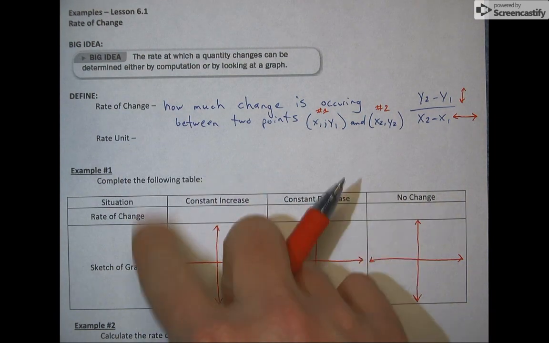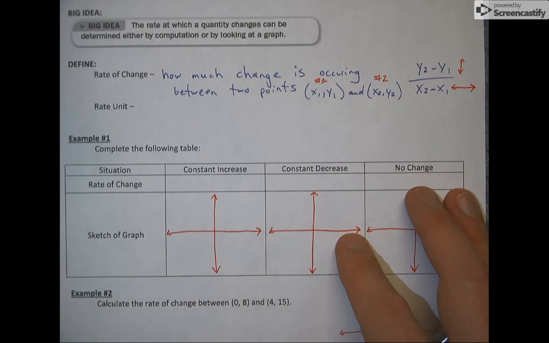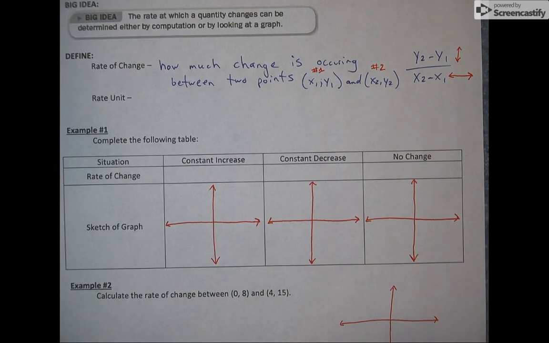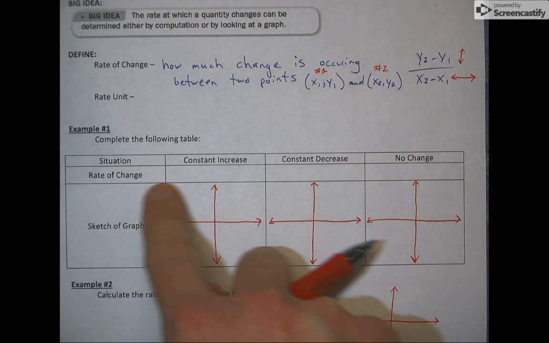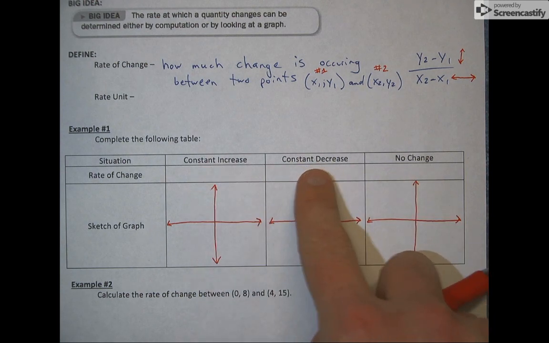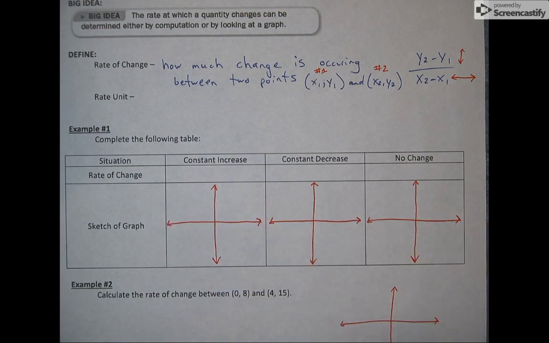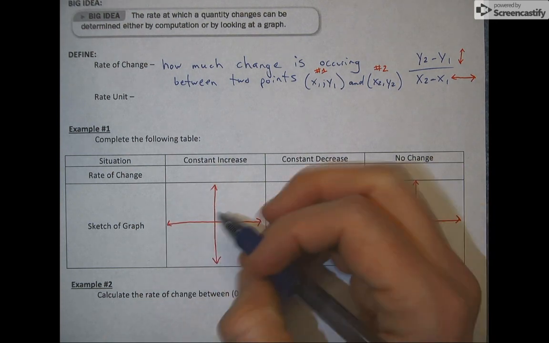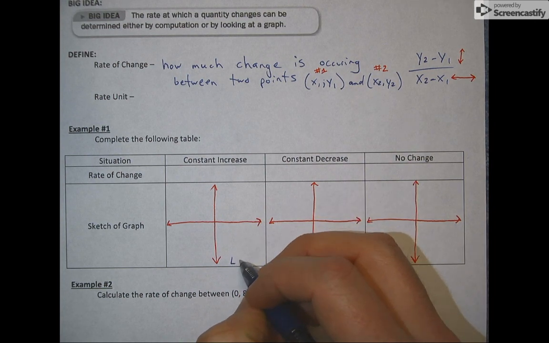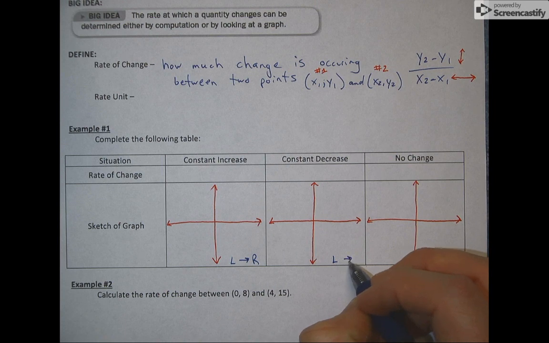All right, I'm not going to worry about this definition right now. If you have it from your book, that's fine. But jumping into example number 1, we're going to complete the following table. So what does the rate of change look like when there's a constant increase, decrease, or no change? So first of all, if I was going to sketch what this is going to look like, I think it's good to start there. We're always looking at from left to right, and I'm going to go ahead and put that on all of these, just so we don't forget.